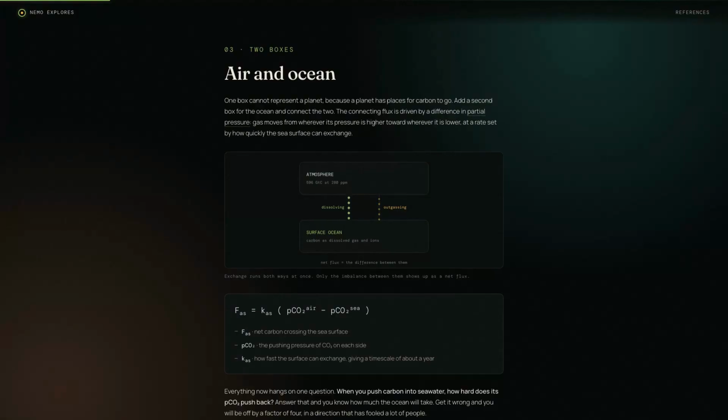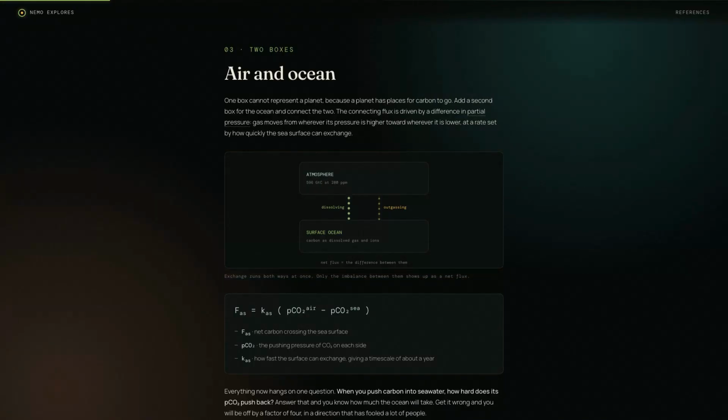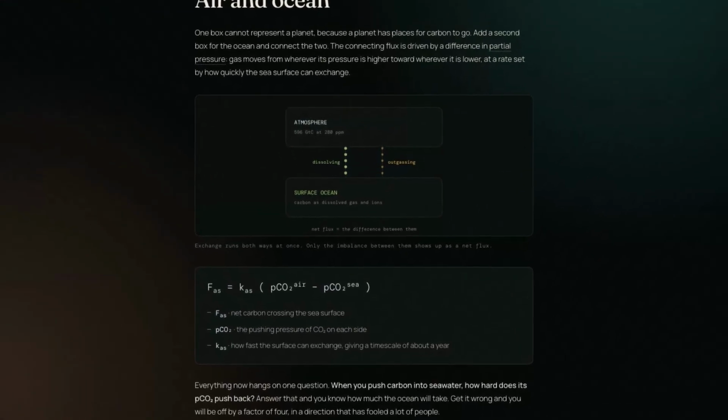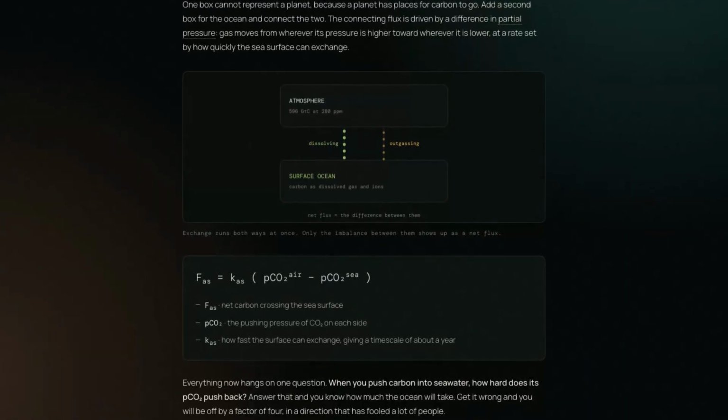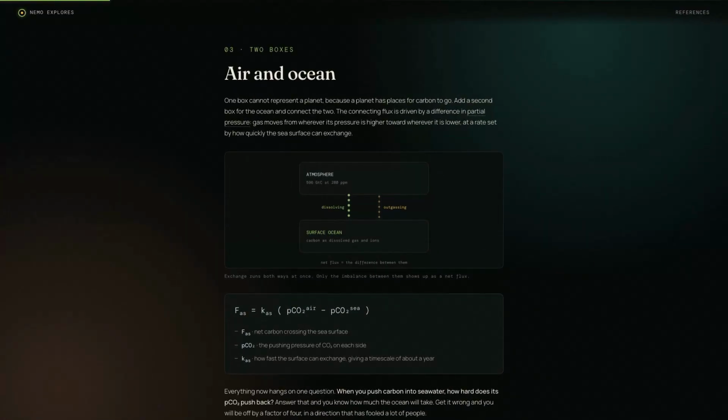So add a second box for the ocean and connect the two. Gas crosses the sea surface whenever the pressure of carbon dioxide is higher on one side than the other, at a rate set by how fast that surface can exchange, about a year. And now everything hangs on one question. When you push carbon into seawater, how hard does it push back? Answer that, and you know how much the ocean will take.